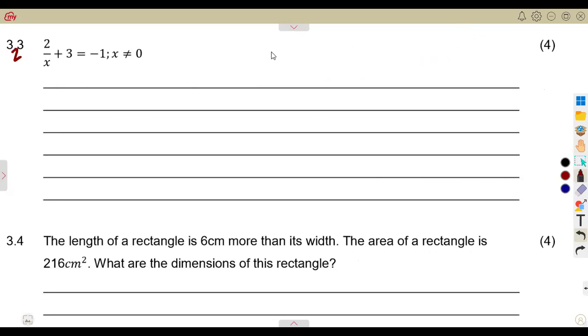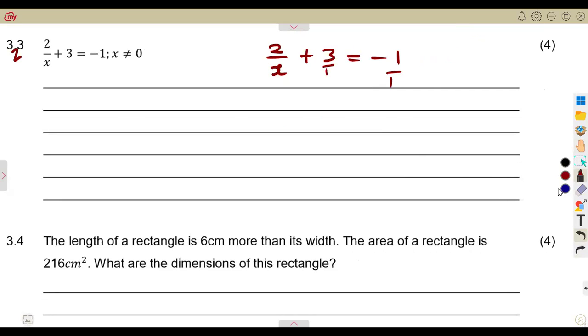Again, solve for x: 2 over x plus 3 is equal to minus 1, where x is not equal to 0. We can solve this equation in different ways. There's a fraction, so remove the fraction. This is the same as over 1. Here, this is the same as over 1. This is the same as over 1.